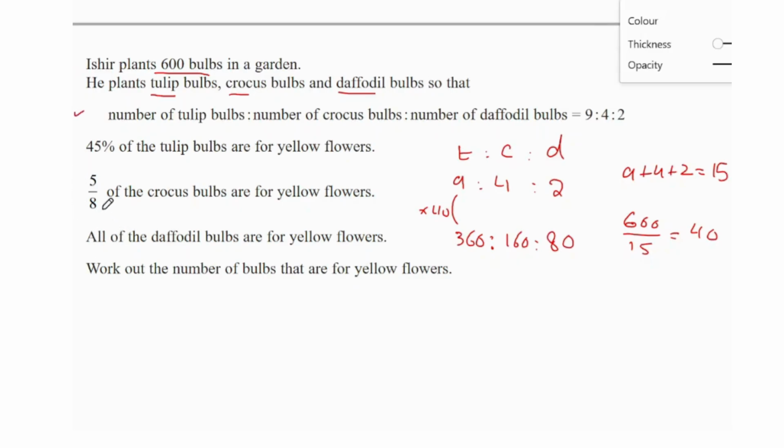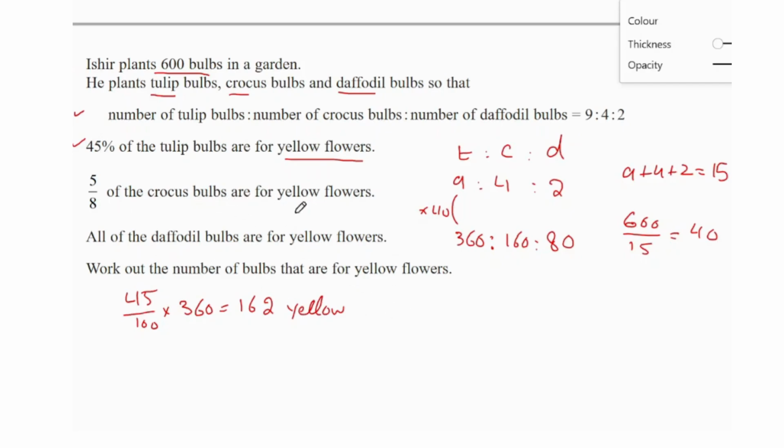Now look at the next part. 45% of the bulbs are for yellow flowers. So 45% of tulips. So how many tulips are there? So we're going to work out 45 over 100 times 360. You are allowed to use a calculator. You simply get 162 yellow flowers. Okay, we've done this part as well. Now we're going to look at the next part.